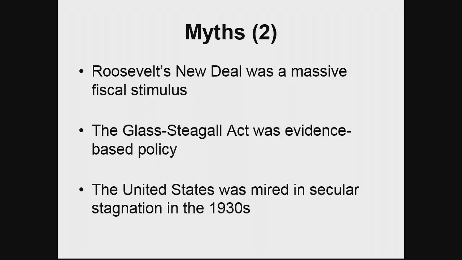The United States was mired in secular stagnation in the 1930s. Larry Summers has reinvented this term, which we owe to Alvin Hansen. Actually, on the contrary, the United States had a very high natural rate of growth in the 1930s.